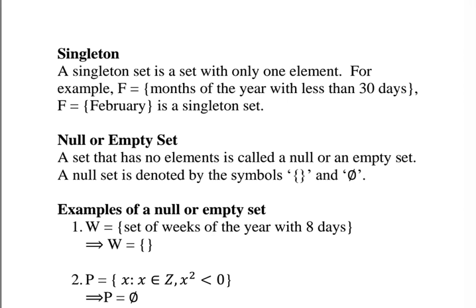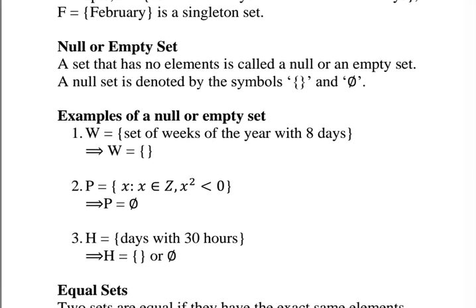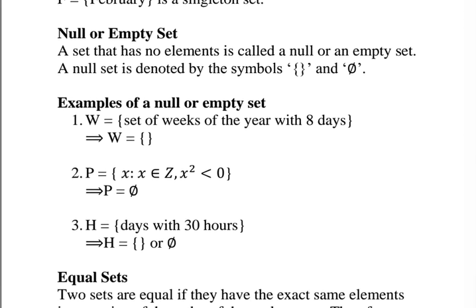The null or empty set is a set that has no element. A null set is denoted by empty curly brackets. Here are some examples of a null set. Number 1, the set of weeks of the year with 8 days. Well, everybody knows every week has 7 days. So there are no weeks in the year with 8 days. So the set of weeks with 8 days is a null set.